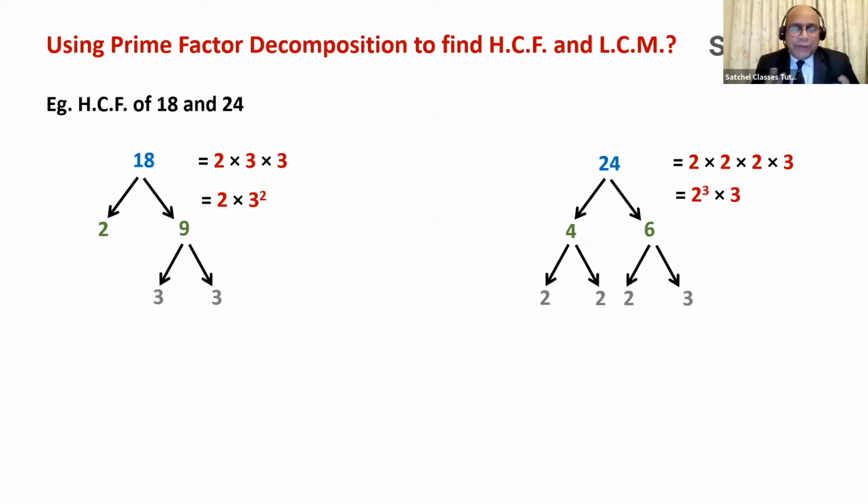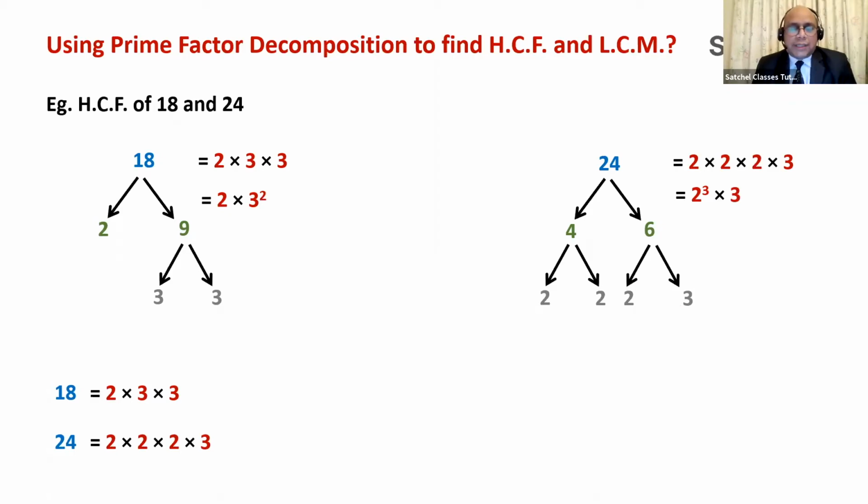Now, you would have understood this step. This is the initial step, prime factor decomposition. We are all aware of that. So 18 is 2 times 3 times 3 and 24 is 2 times 2 times 2 times 3. Now, how do we use these prime factors to find HCF and LCM of these two numbers?